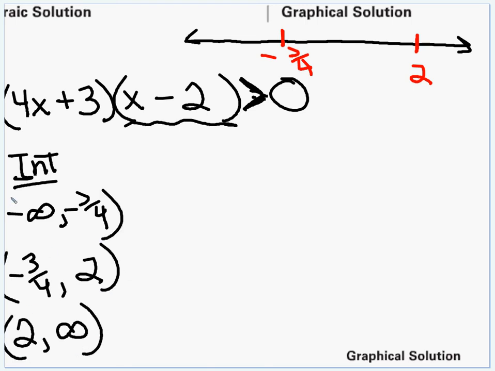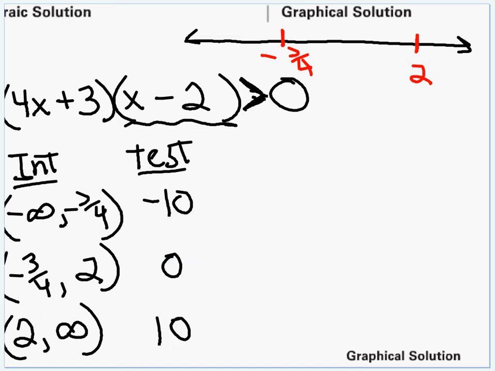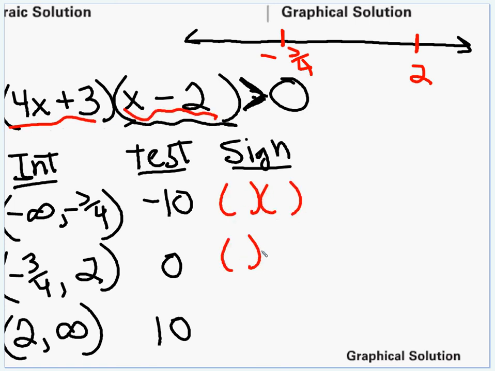So there's our intervals. We are going to pick a test value. Again, I really like to use negative 10. And the middle one we can use 0. It'll fit in there. And then 2 to infinity, let's use 10. Okay, so we've got to find the sign of our inequality. And if I underline it here in red, we've got one factor times another factor. So for each of these, we're just going to figure out what we're multiplying together.